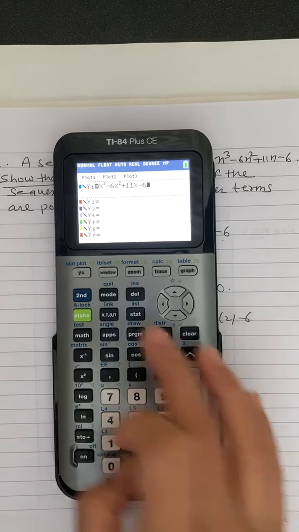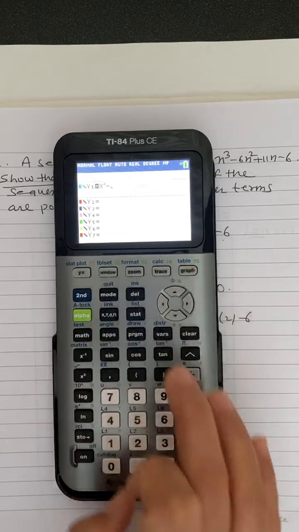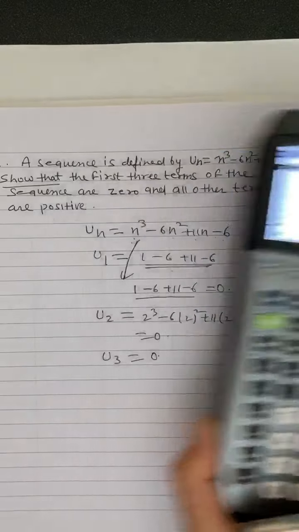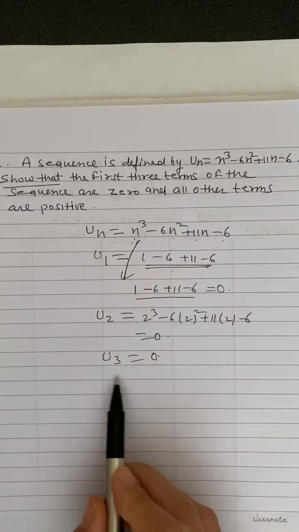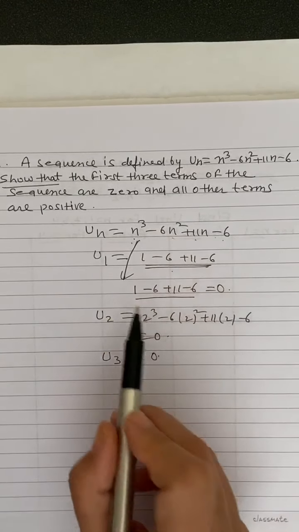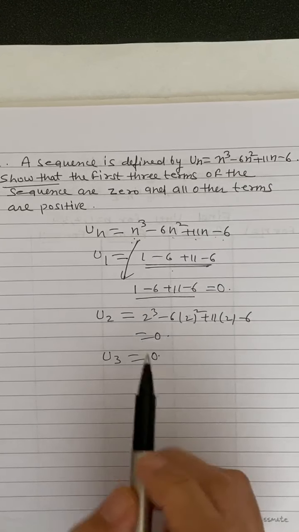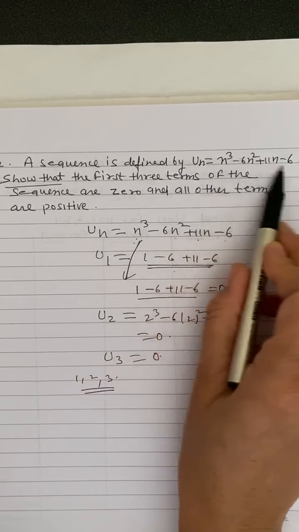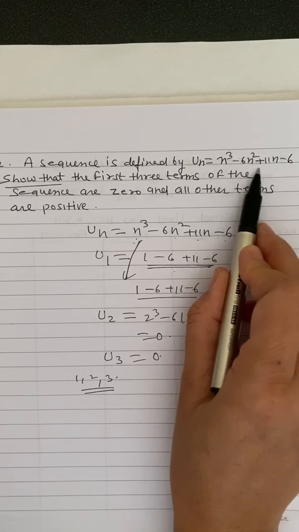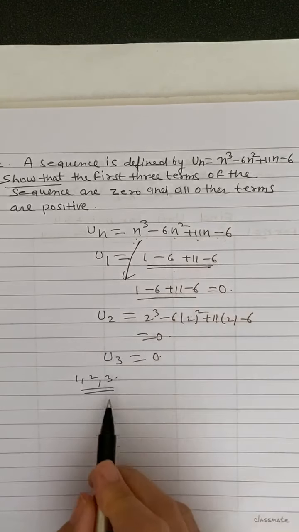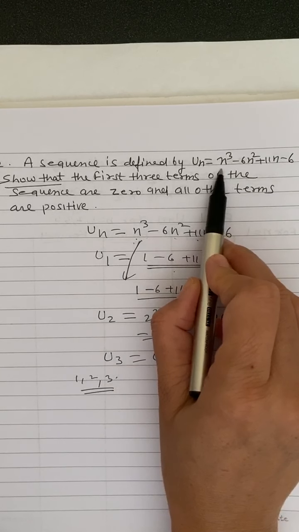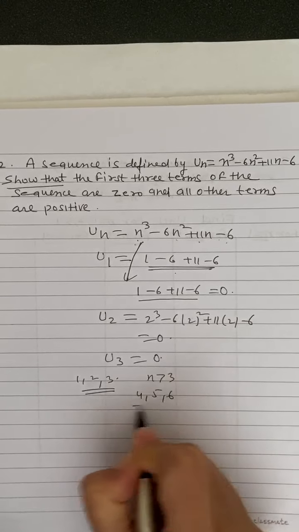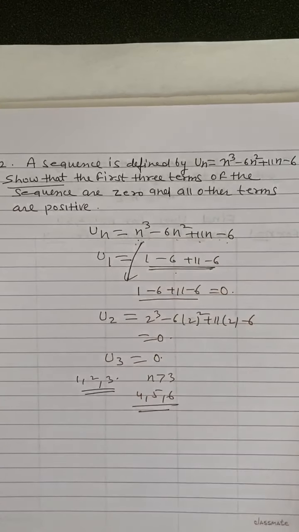minus 6. And then if you go to the table again, you can see 0, 0, 0, and all other terms are positive here. So that's what they wanted you to find out. Because these first three terms are 0, which means 1, 2, and 3 are going to be factors of this cubic function. And when you start substituting values greater than 3, that is 4, 5, and 6, all the values are going to be positive here.